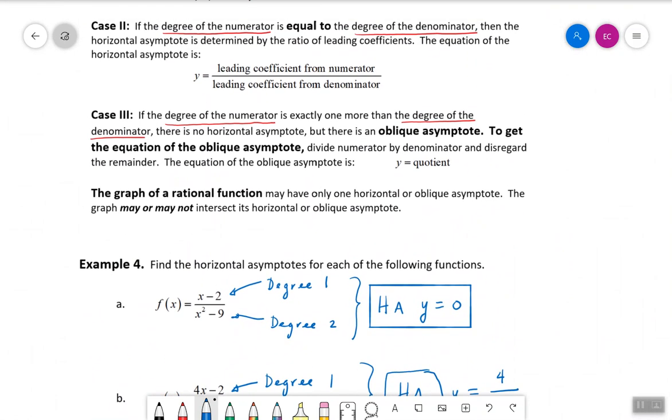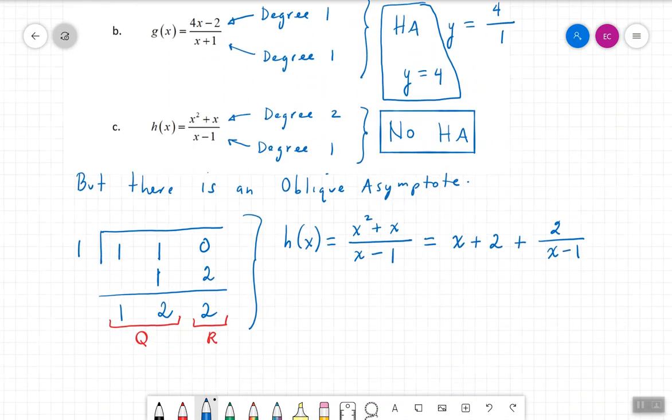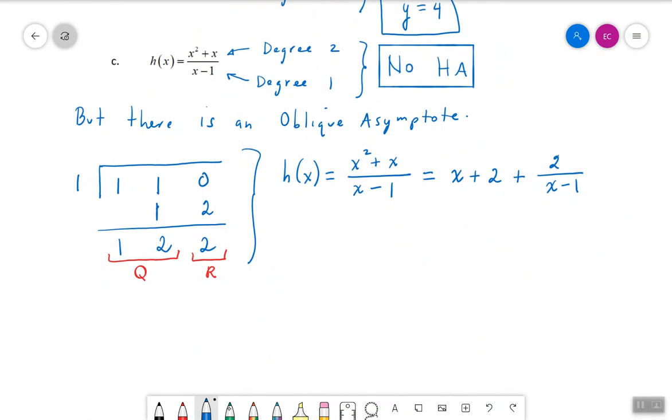In case number 3, we did the synthetic division. To get the equation of the oblique asymptote, we divide and disregard the remainder. The equation of the asymptote is just y equals the quotient. And the quotient is just x plus 2. And so the oblique asymptote is at y equals x plus 2.